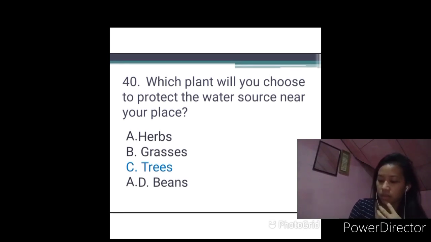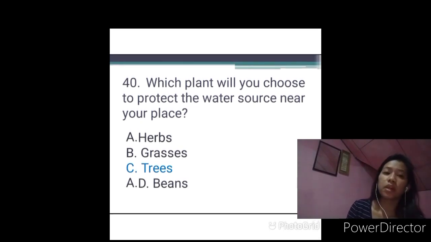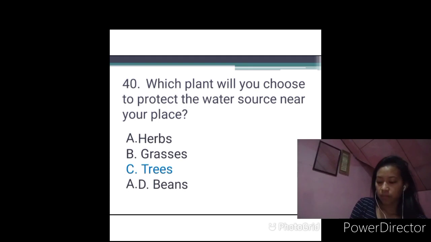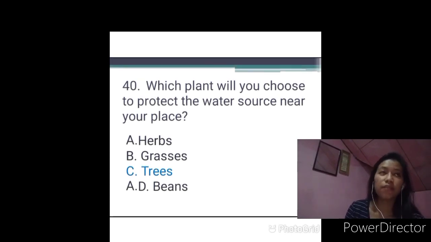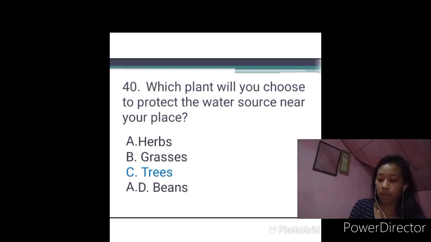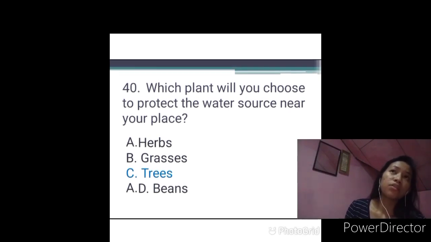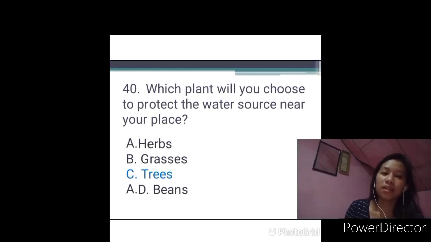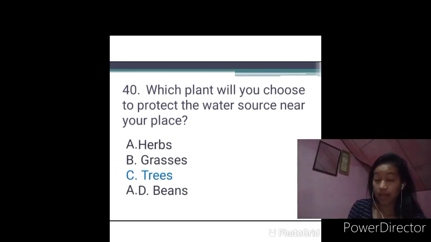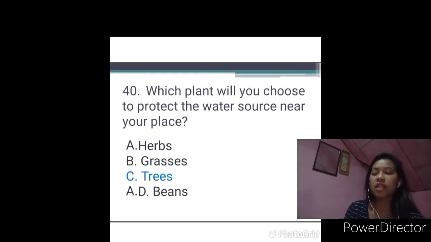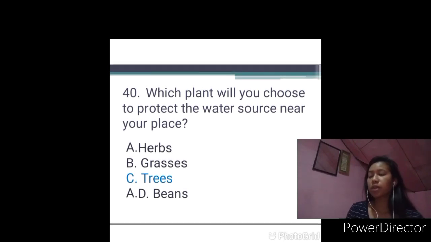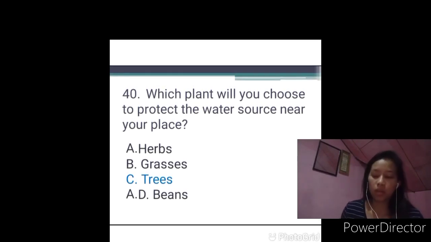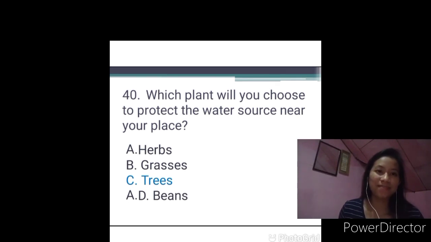So why not grasses also and beans? Both of them are land plants, so they can live longer if they absorb too much water, or the roots will rot. Yes, and that's it. That's my rationalization for chemistry, numbers 37 to 40. I hope you learned something from me.